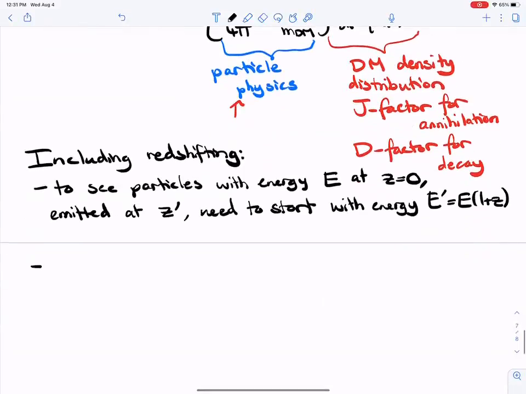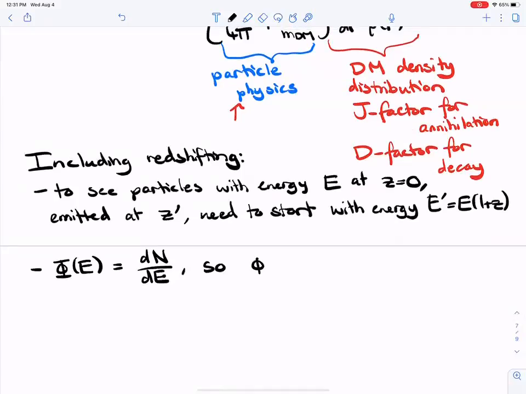The other thing we need to take into account is that phi of E equals dN by dE, so phi of E prime equals dN by dE prime. So there are two factors here. First, we need to convert the energy interval.